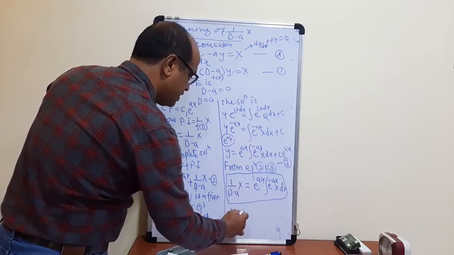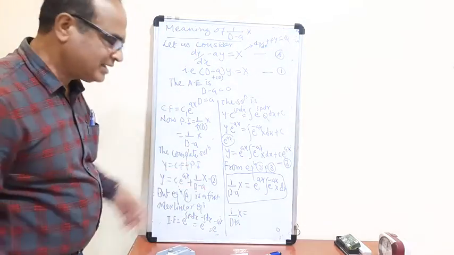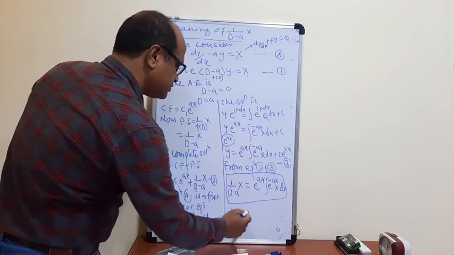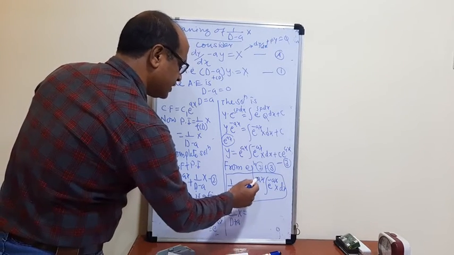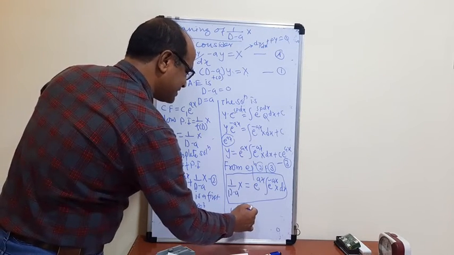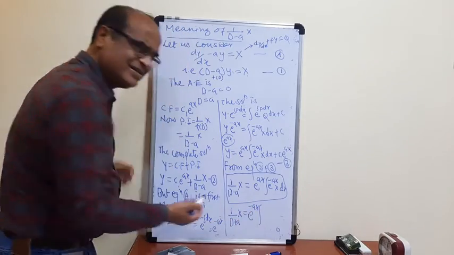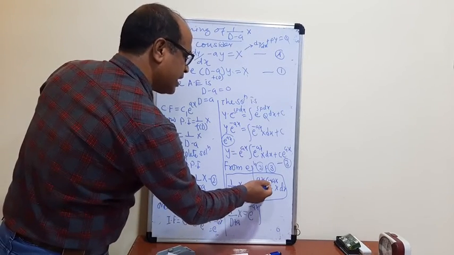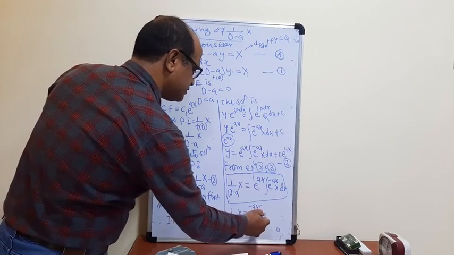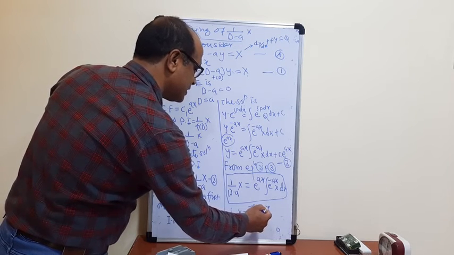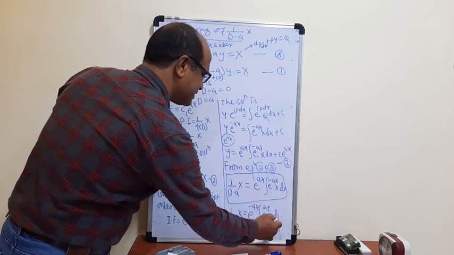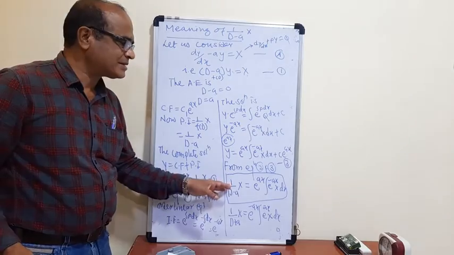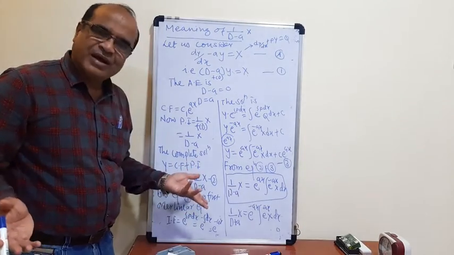Similarly, we can also find 1 upon D plus a x, which we obtain easily. Where there is a minus sign here we take plus, and where there is plus we take a minus sign, using the same method. So here it is minus e raised to minus ax, then the integration of e raised to ax, x dx. This is the meaning of 1 upon D plus a x. This is very simple.